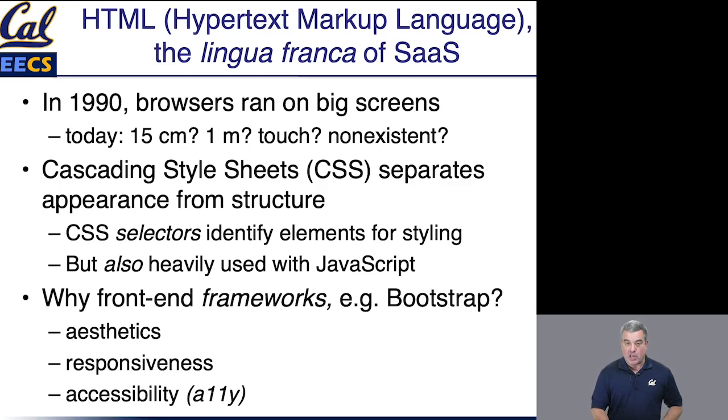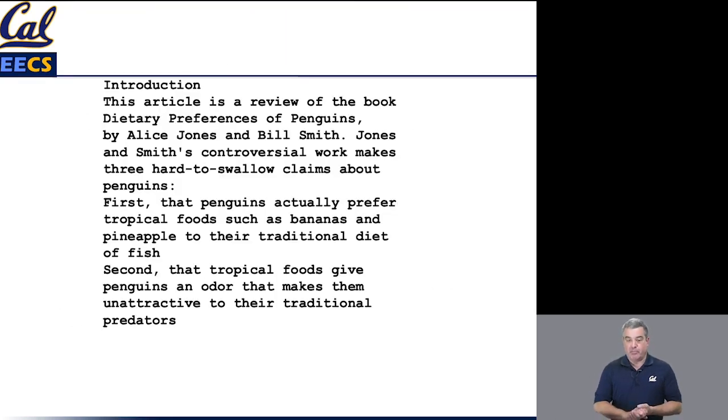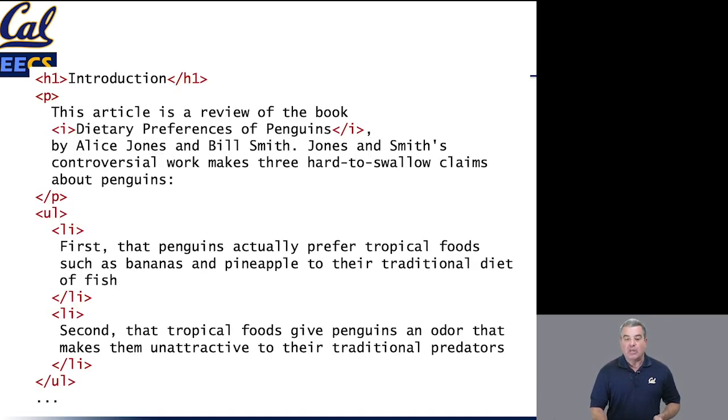So let's talk about these technologies one at a time. HTML, you've probably seen by osmosis. I've got here a paragraph of some text of a hypothetical book review for a book called The Dietary Preferences of Penguins. And to say that I'm going to mark up this text with HTML, hypertext markup language, just means that we're going to put things into the text using the same medium as the text itself, so just ASCII characters, that help us distinguish the structure of the text.